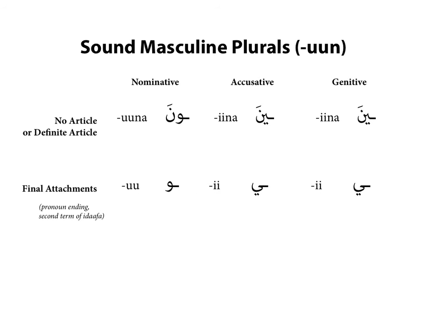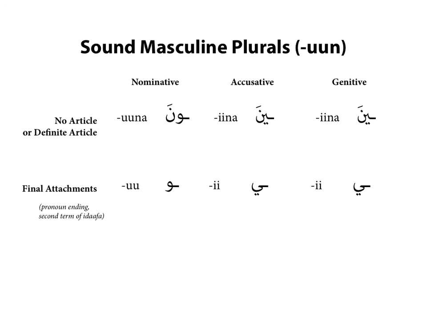Sound masculine plurals are words that end in una or ina, the plurals of many words like mudarris, mudarrisun, misri, misriyun, etc. They divide a little differently than the ones we've had so far. Here we have those either with an article or without an article patterning together, and those with final attachments, in other words, with a pronoun ending or a second term of idafa, patterning together.